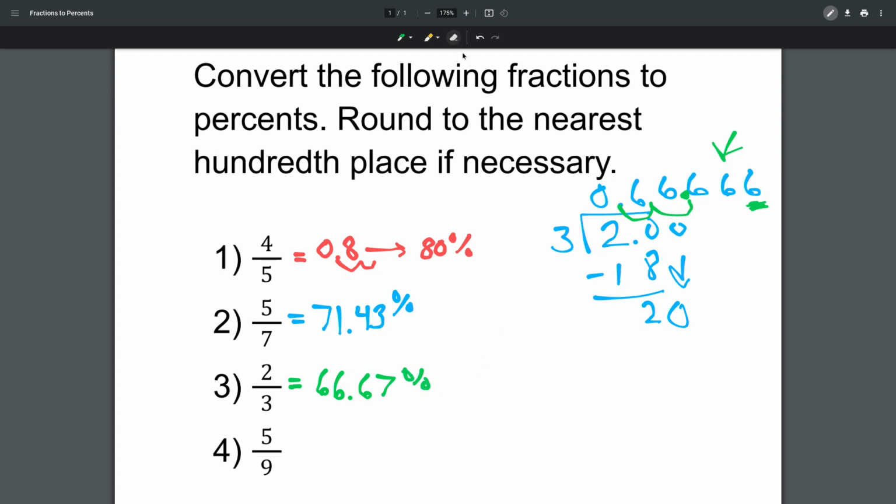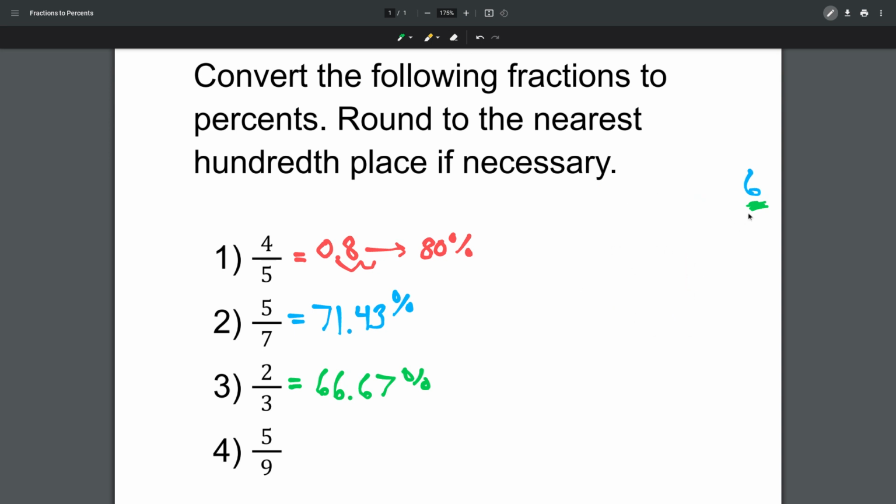Okay. Let's clear this one out and do our next one. Okay, so we got 5/9, so we'll divide 5 by 9. 9 doesn't go into 5, so we're going to write a 0, make this 5.0, place the decimal up here. 5 times 9 is 45. And 50 minus 45 is 5. We'll bring down the 0.